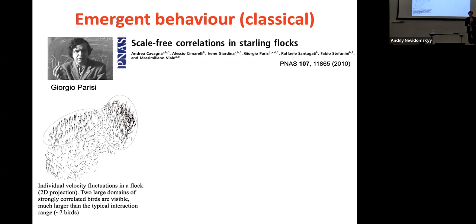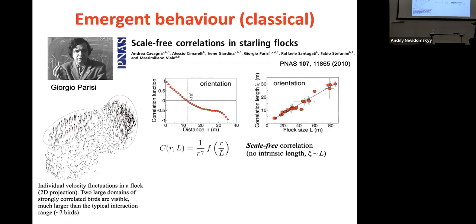Now, what biologists tell him, and I don't actually know where that piece of information comes from, is that on average, one bird interacts with about seven birds that it sees nearby. Okay? Not with 10,000, only with seven. That's what I meant by local Hamiltonian or short-range interactions. And yet, if you compute velocity-velocity correlation functions, you find that they're correlated on much, much bigger scales.